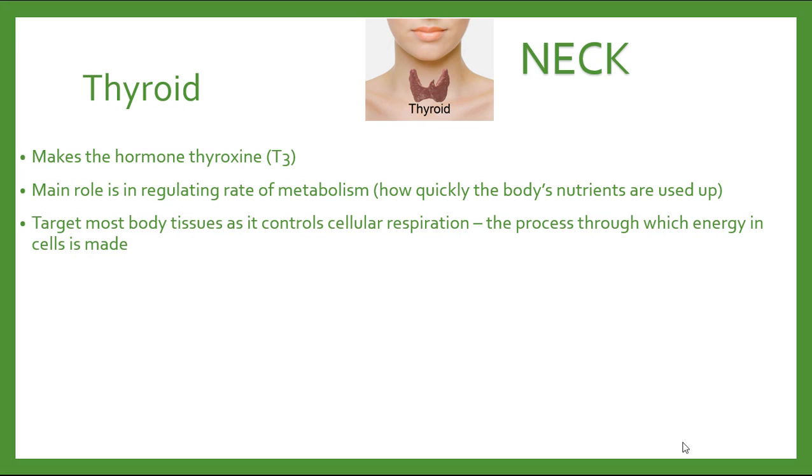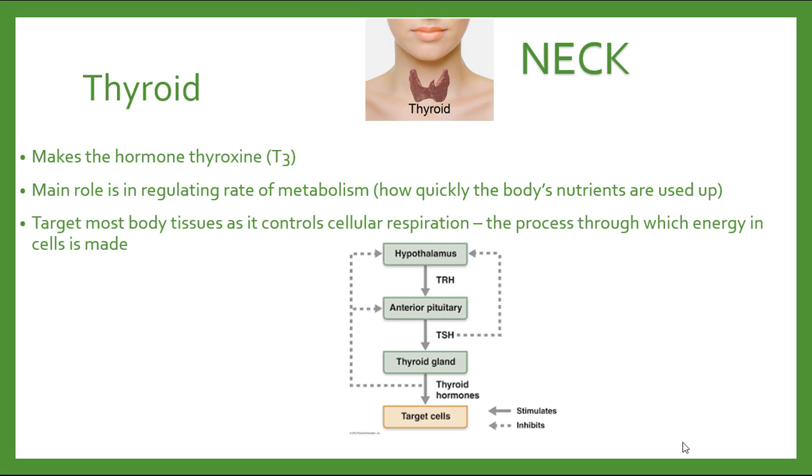The thyroid gland, we find this within the neck. The hormone it produces is thyroxine, or T3. T3 thyroxine, its role is in regulating metabolism, i.e. how quickly our body will use up the nutrients we obtained from digestion. So the thyroid gland will release T3 into the bloodstream once it's received that signal from the pituitary gland, which releases thyroid stimulating hormone under the instruction of the hypothalamus.